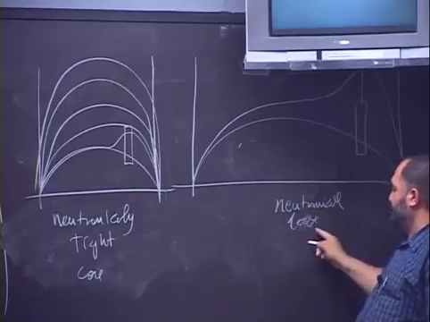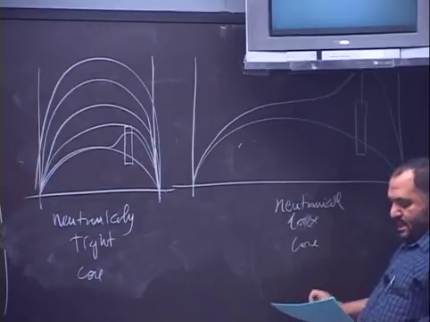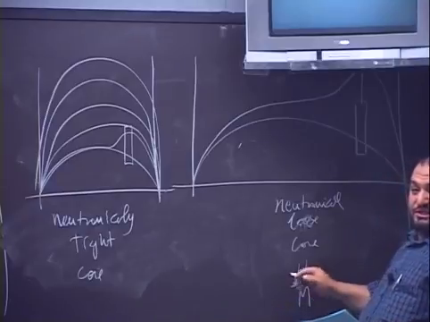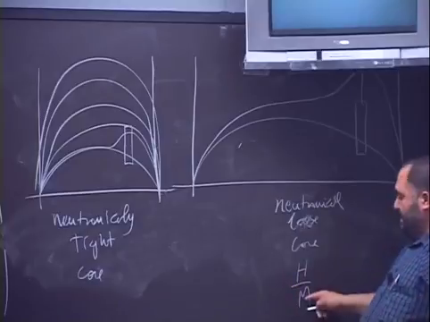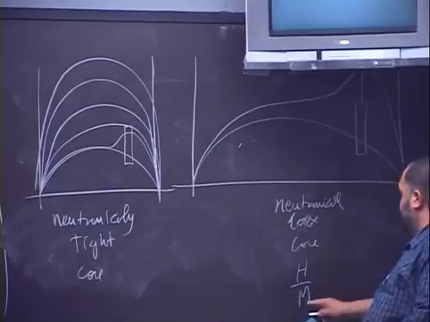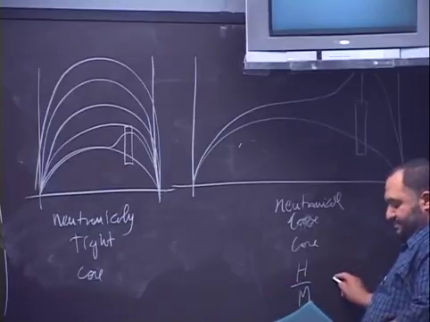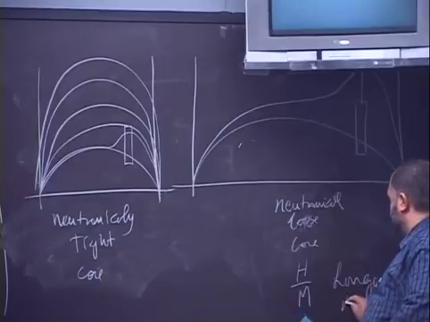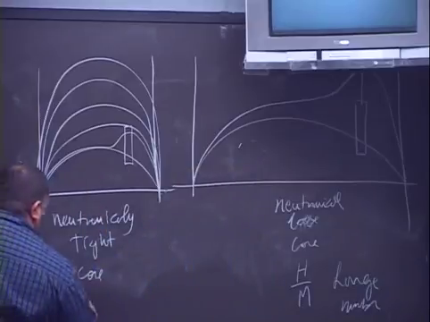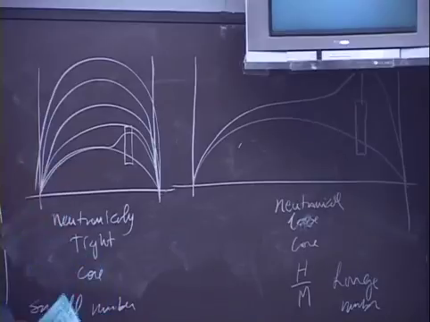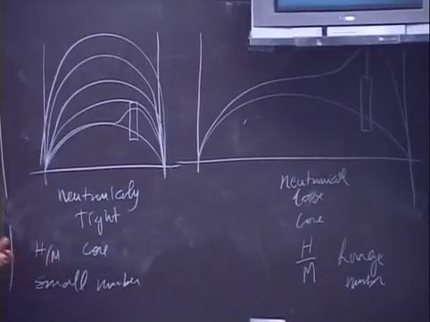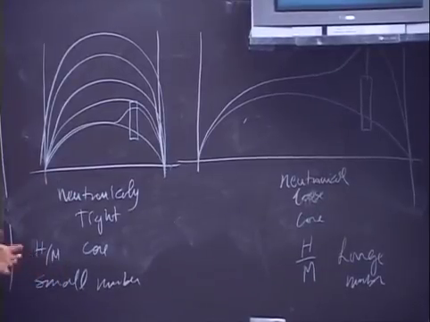This is a neutronically tight core, and this is a neutronically loose core. Again, the ratio is H over M. H is the height of the core, or the dimension of the core, and M is the migration length. This is a large number. And you expect H over M to be a small number. So you expect that H over the migration length is a small number.